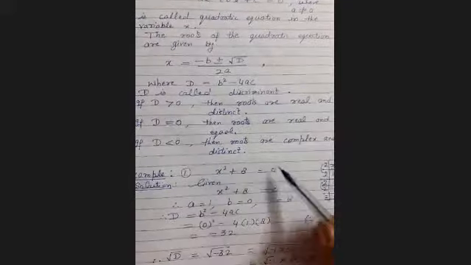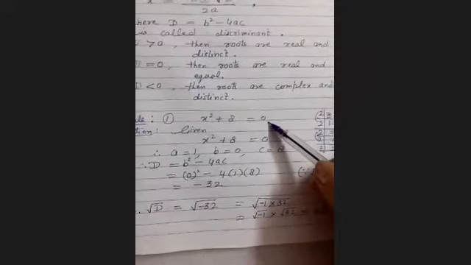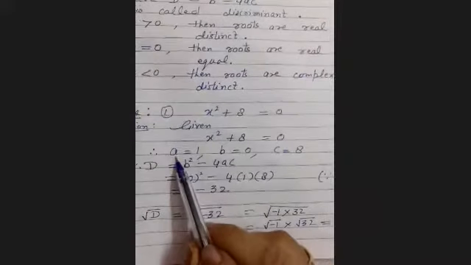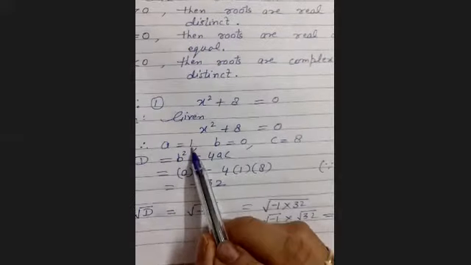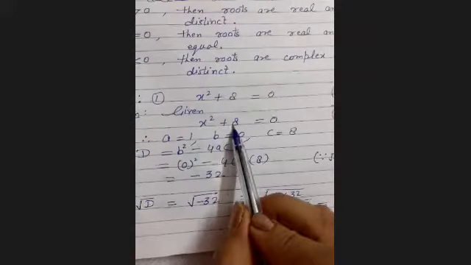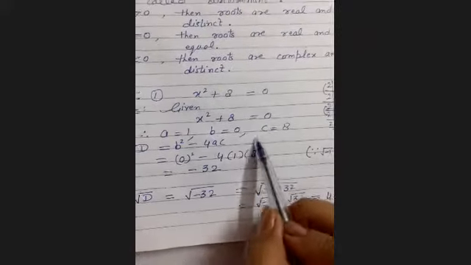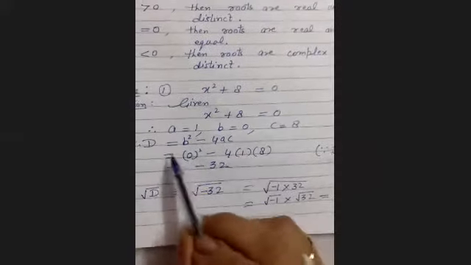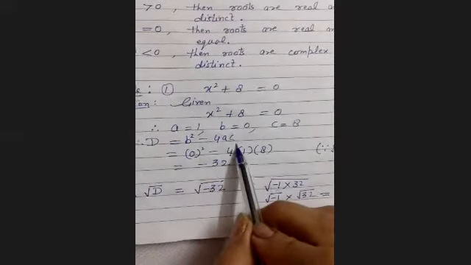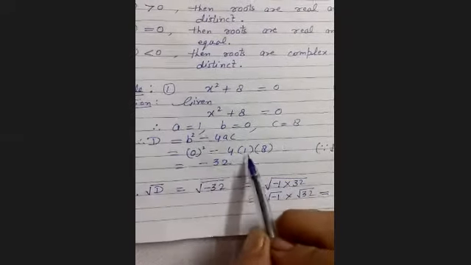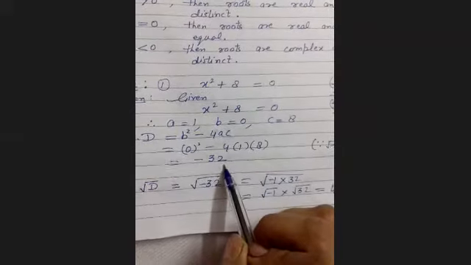Let us discuss some examples based on this. Number 1, x² + 8 = 0 is a quadratic equation in which we can write a, which is coefficient of x², 1, b, which is coefficient of x, which is not here, that is 0, c, which is equal to 8, and D is b² − 4ac. Let us substitute the values of a, b, c. By solving it, we are getting −32.